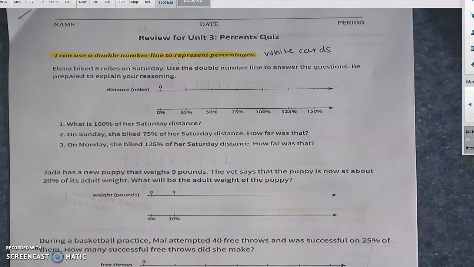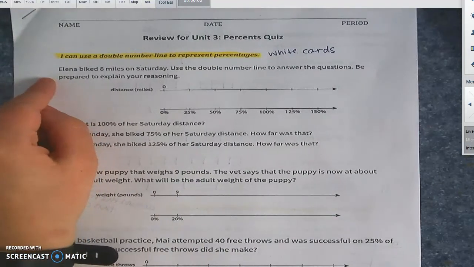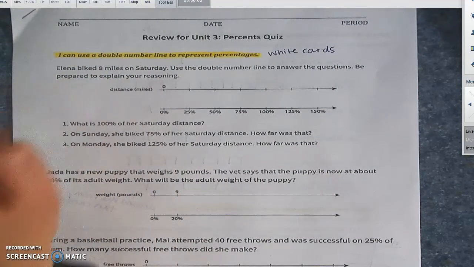So the first thing is I can use a double number line to represent percentages. And the first problem says, Elena biked 8 miles on Saturday. Use the double number line to answer the questions. Be prepared to explain your reasoning.